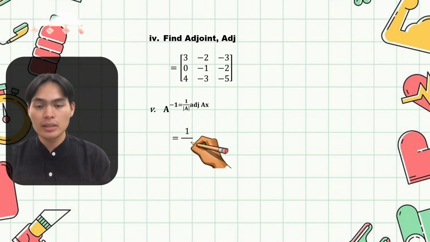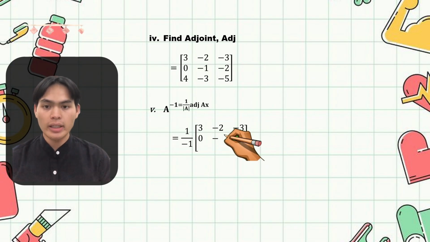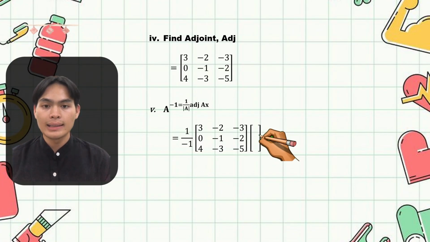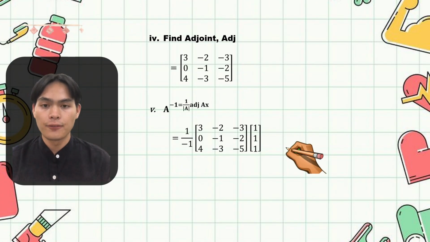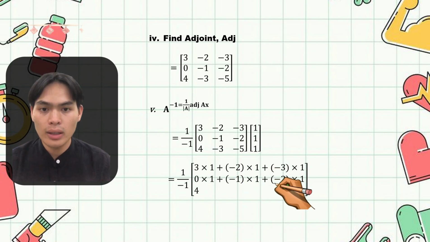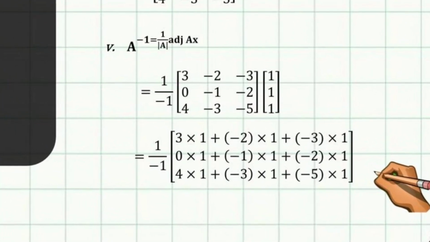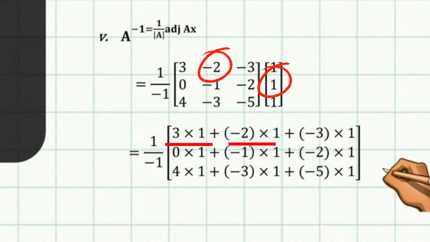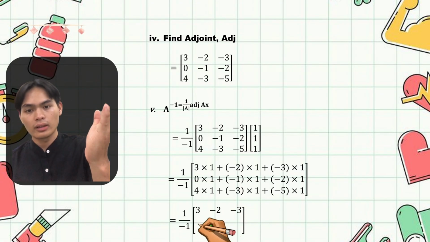The determinant is -1 and the adjoint is this, and the AX is this. After we arrange all the information within the formula, now the adjoint needs to be multiplied by AX. And this is what we got.